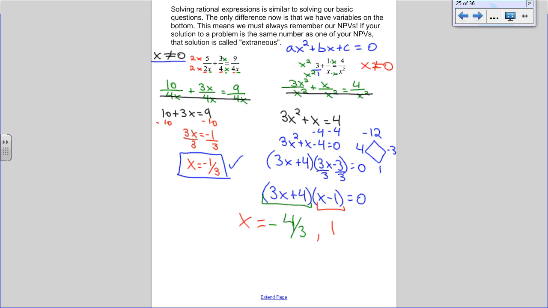If you have a quadratic, factor it, figure out what makes the brackets equal 0. Hopefully you don't run into too many quadratics. Fingers crossed. I don't think you do.